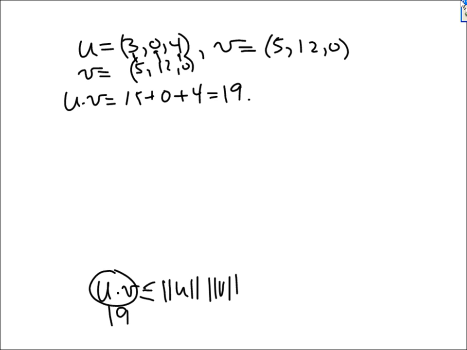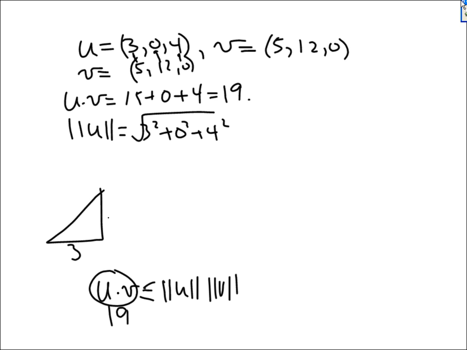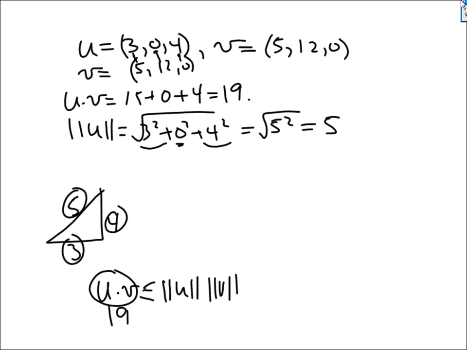Okay? So, we want to write it down here. Fine, 19. The length of u is the square root of 3 squared plus 0 squared plus 4 squared. Now, you should know that there's a right triangle. You have to have some mathematical maturity. 3, 4, 5. 3 squared plus 4 squared equals 5 squared. Adding 0 won't do anything. So this is the square root of 5 squared, which is 5, or 9 plus 16 is 25. The square root of 25 is 5. So is this less than 5 times the length of v?